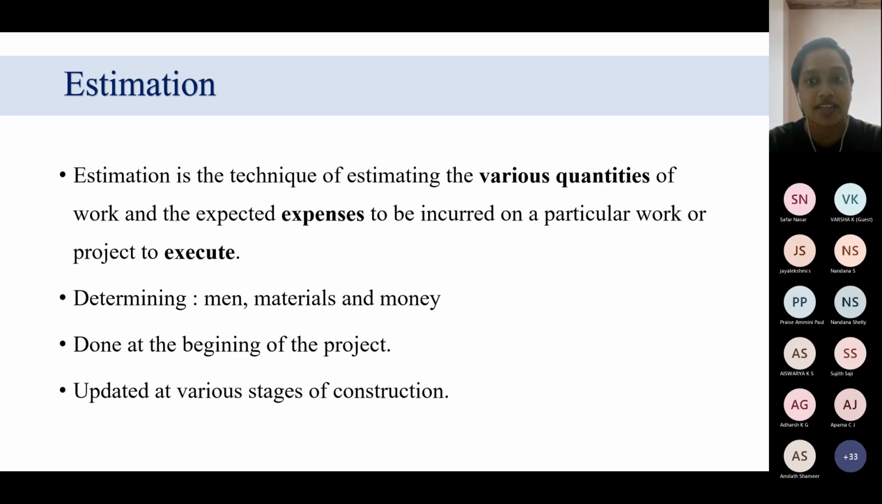So there are two parts. There are quantities and expenses. Now, estimation deals with the three M's, that is men, material, and money. We can categorize this as the resources in order to complete a project. That's why I said resources required to complete a project.